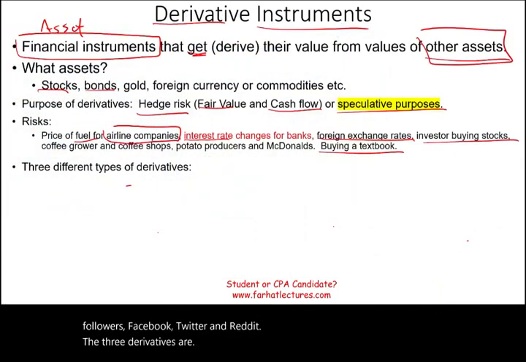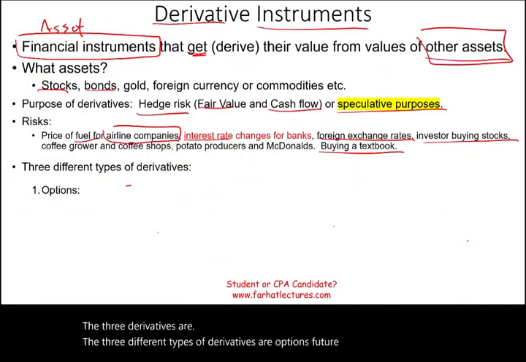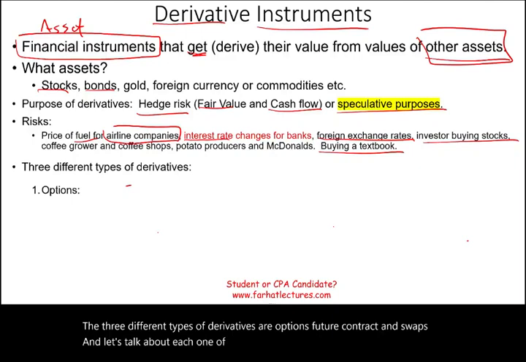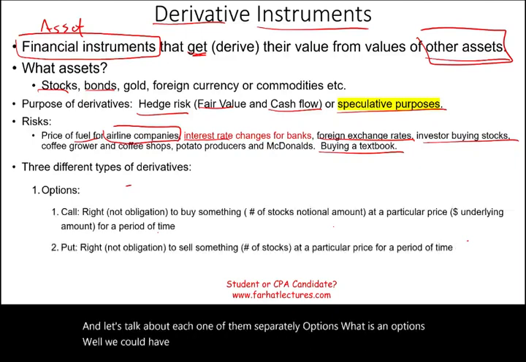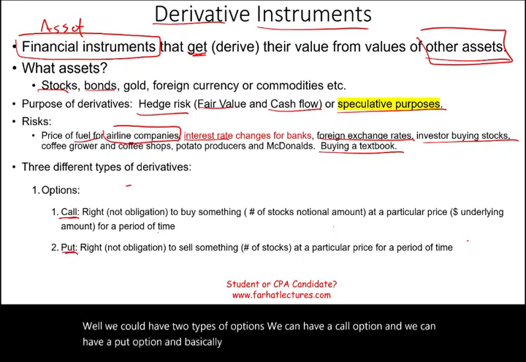Three different types of derivatives are options, futures contracts, and swaps. And let's talk about each one of them separately. Options. What is an option? Well, we could have two types of options. We can have a call option and we can have a put option. And basically, this is just an introduction to show you how things work. We're going to look at these in more detail in a separate recording.